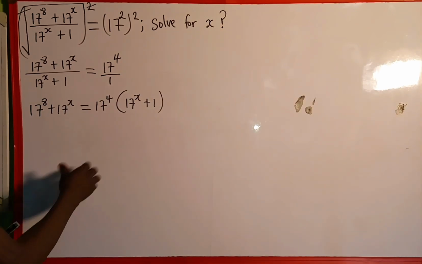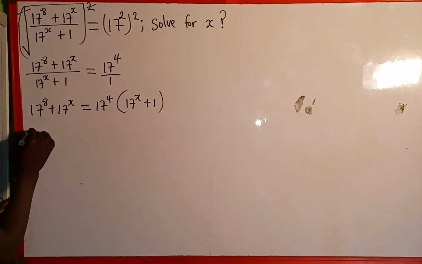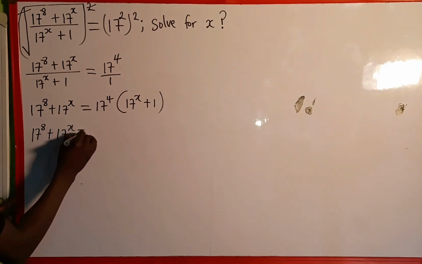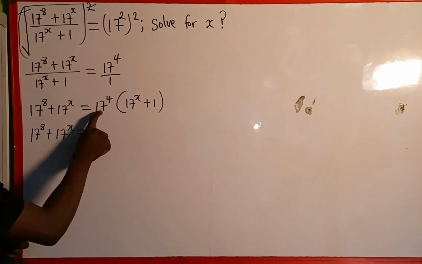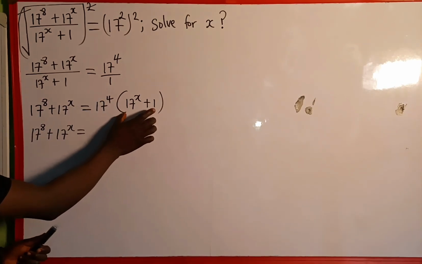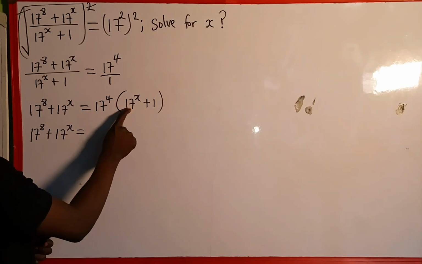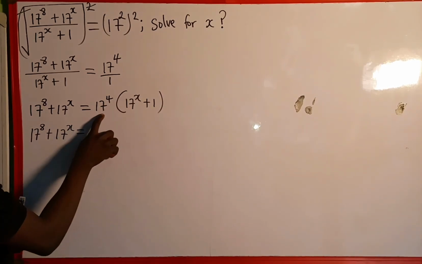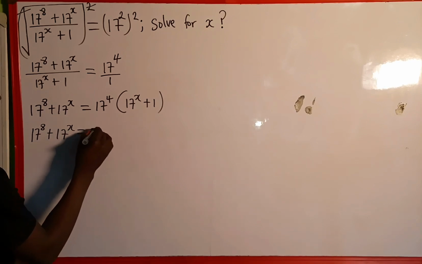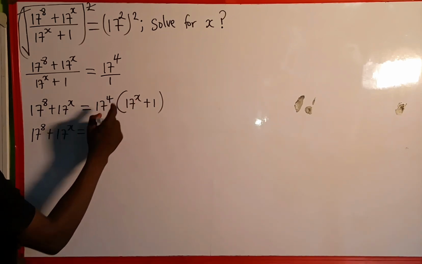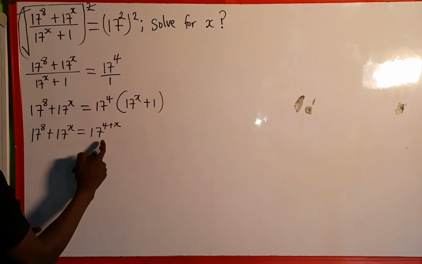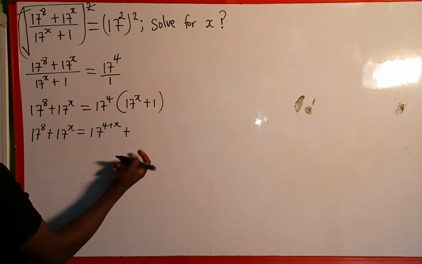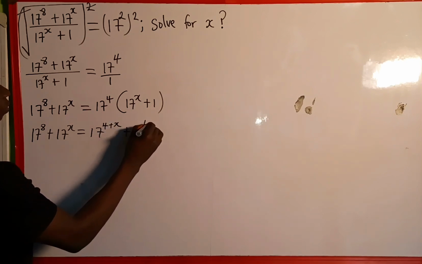So now the next thing we're going to do is to open this bracket. So we're going to have what? On the left hand side is 17^8 + 17^x, which is equal to, here we are going to distribute this 17^4 into this bracket. 17^4 multiplied by 17^x. Recall the multiplication property of indices. When the bases are the same, we just write one of the base, then we add the exponents. 17^(4+x), which is this first power and the second power, then plus 17^4 multiplied by 1, which is the same as what? 17^4.